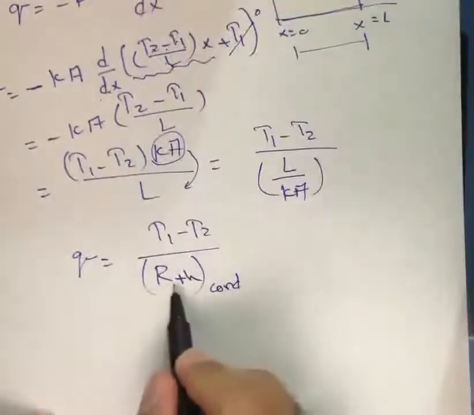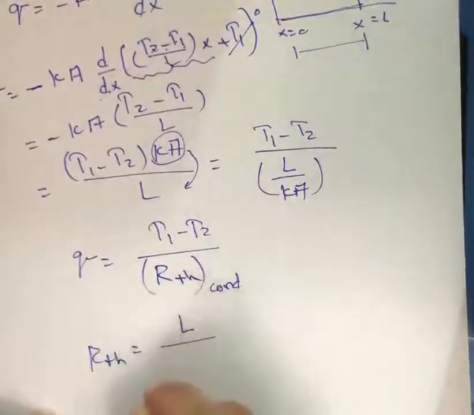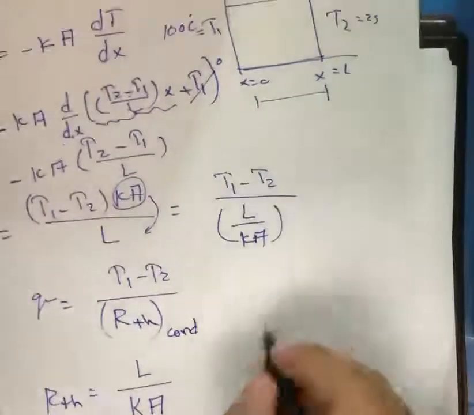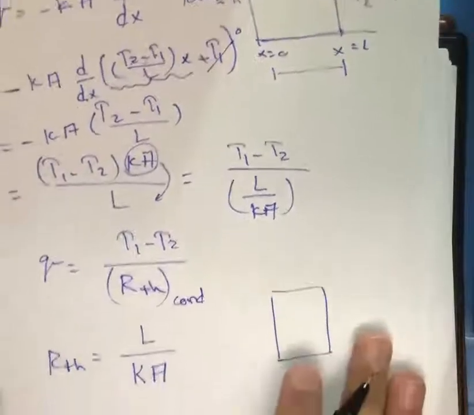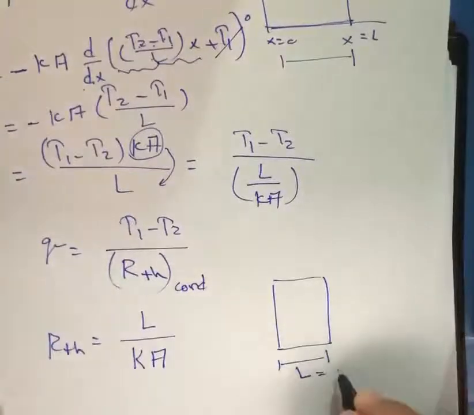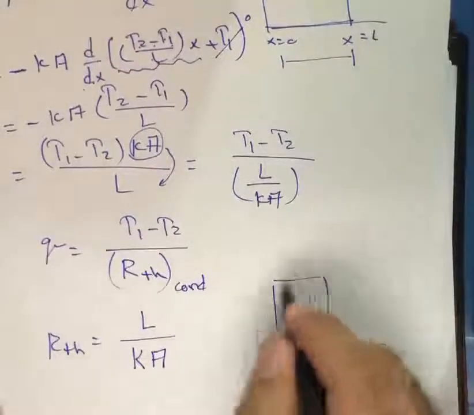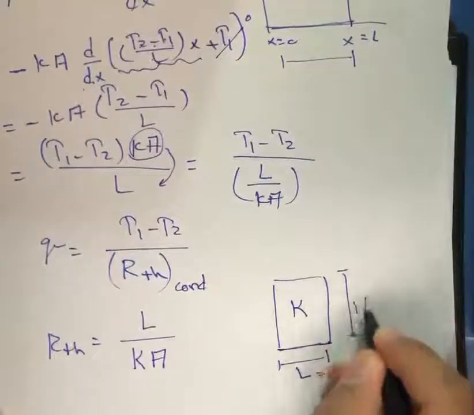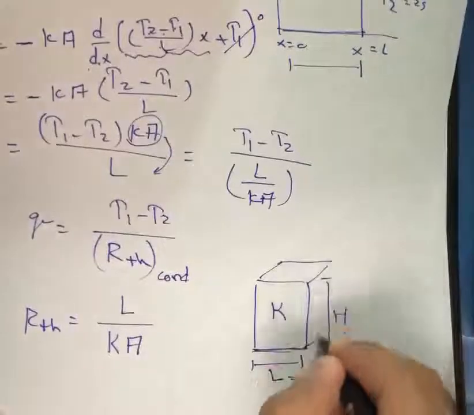So the thermal resistance of a plane wall will be its length divided by the thermal conductivity of the material multiplied by the area. If I have a plane wall with some length, for example 45 millimeter, the thermal resistance will be its length divided by the thermal conductivity of this material multiplied by the area. But here the area is not L by H, let us say this is H. No, actually the area here will be this.